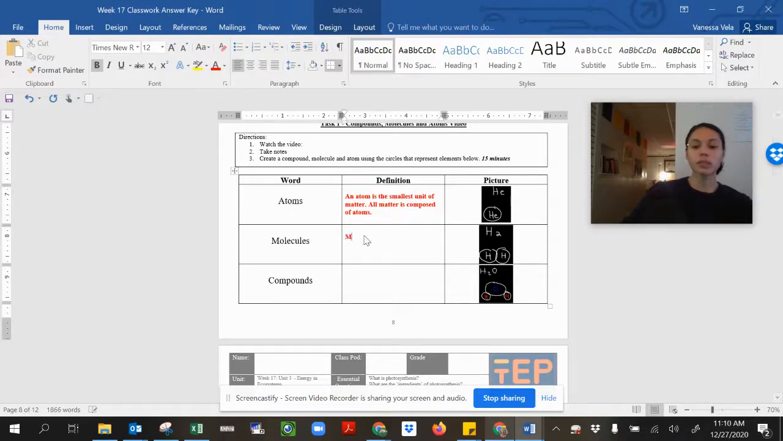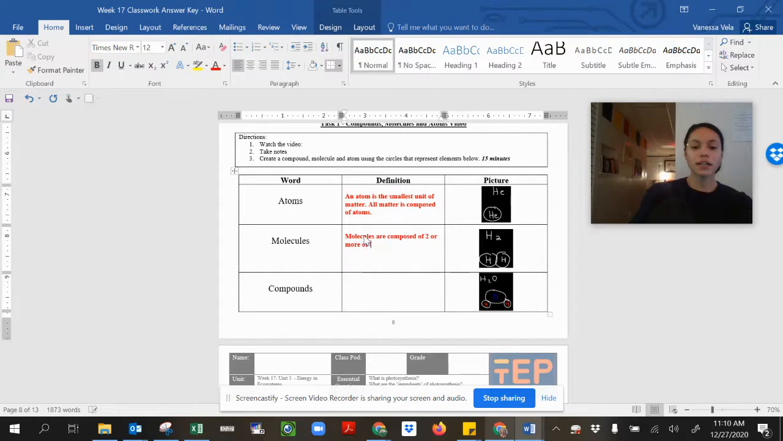So molecules, making sure that you write this down, are composed of two or more of the same type of atom. As you can see here, two or more, I'm going to highlight that, of the same type of atom. That's key, the same type of atom. It needs to be two of the same, two H's, two He's.